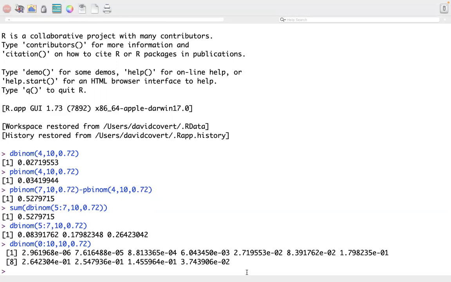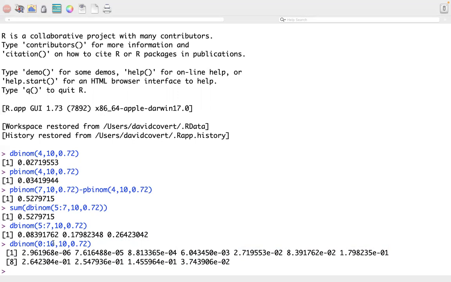So if you want to find the probability of, say, getting exactly 4 successes, that was this one. That was 2.719 times 10 to the minus 2. So that means 0.027195553. And that E minus 02 is just a way of saying times 10 to the minus 2. And you'd have to do the same for all of these as well. Okay, and so that's the D binomial and the P binomial functions.